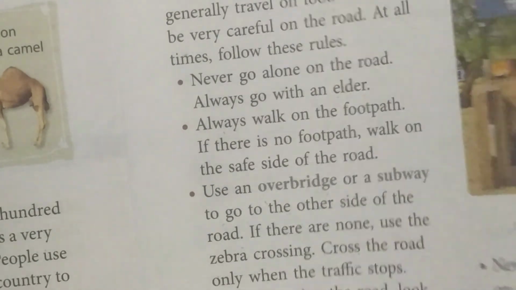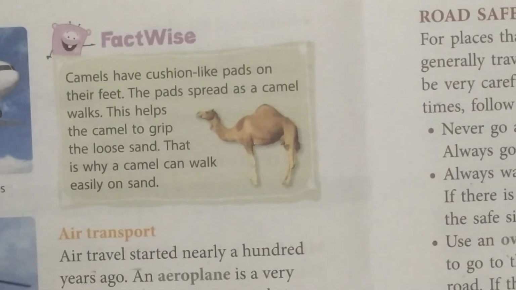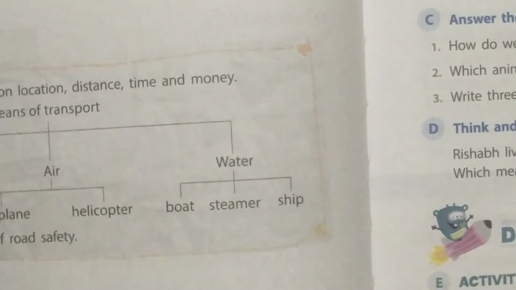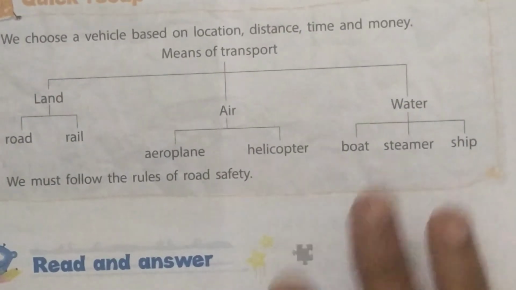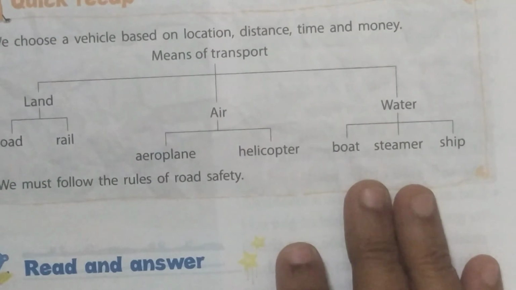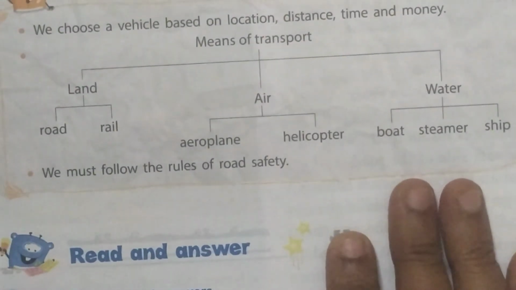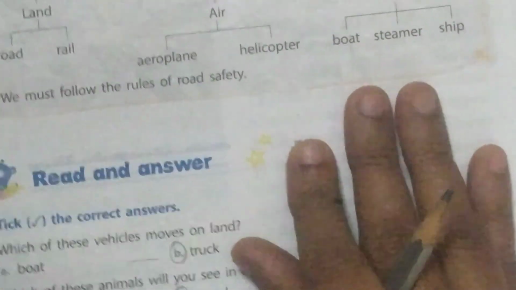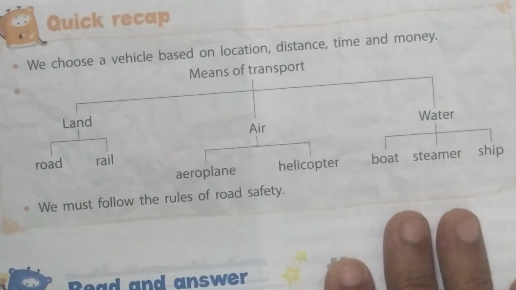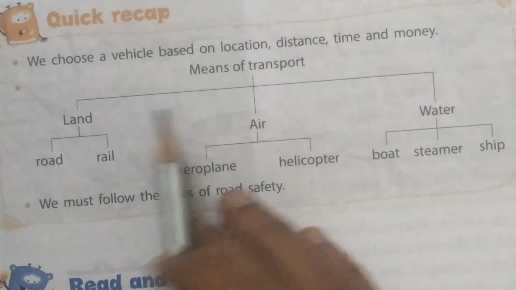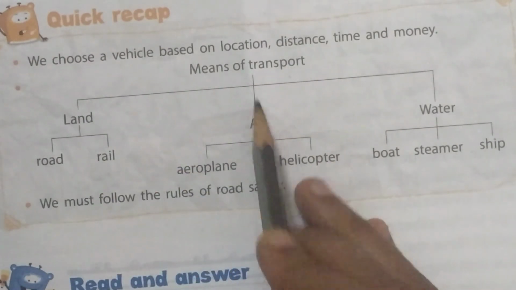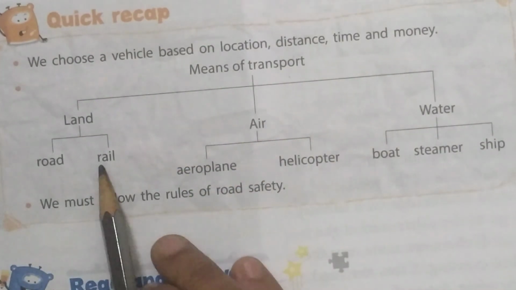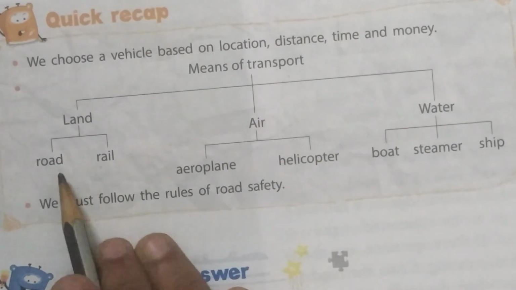Yes, I hope it's a very easy lesson. I hope you understand. And just a quick recap. You can look at the picture on page number 104. It gives you a brief description. Means of transport is shown in a pictorial form, so you could easily remember it.